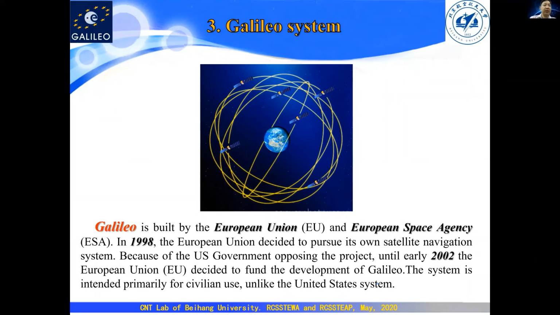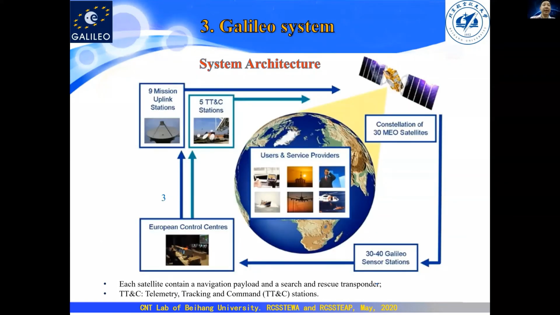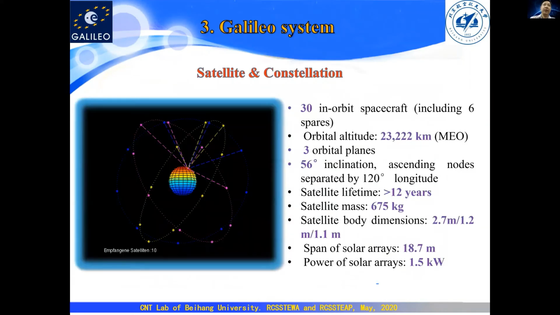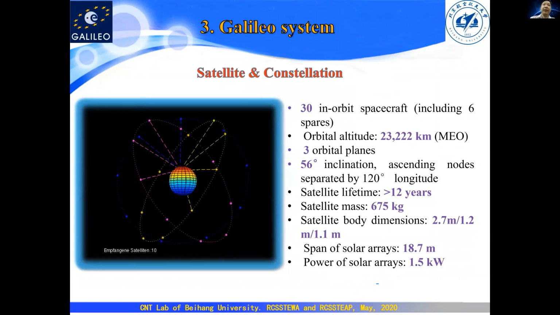The GPS, the Beidou, the GLONASS, they also have civilian users and military users at the same time. But the Galileo system mainly focuses on civilian users. They provide for civilian users and commercial users. The system was designed to be finished in 2008. So for the constellation, they hoped to have 30 in-orbit spacecraft.